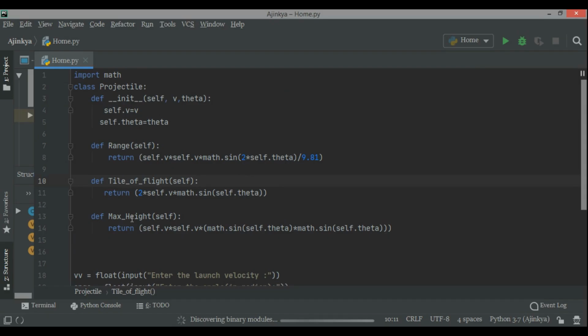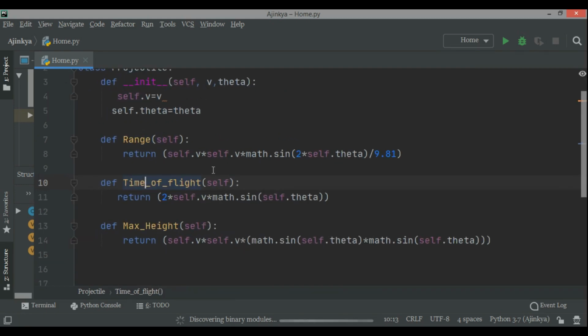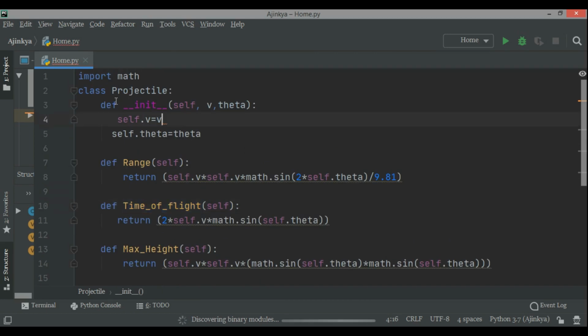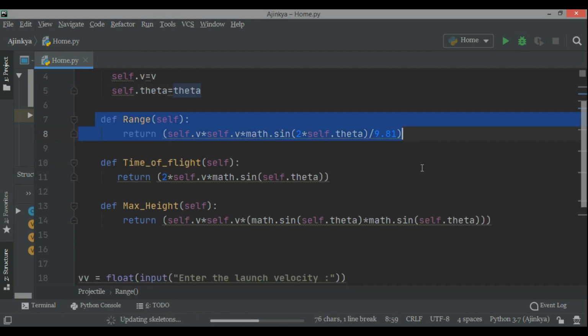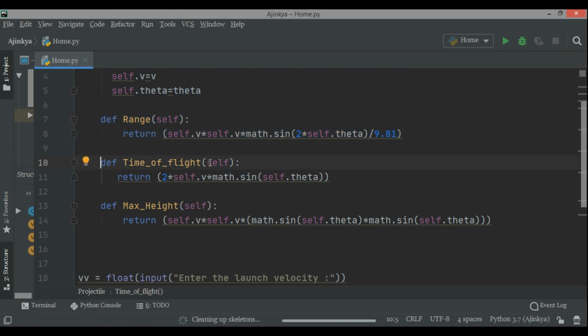So here I just try to explain that in this program I have created a class Projectile, and it has two parameters v and theta. So self.v equals v and self.theta equals theta. Now I have created three functions: range, time of flight, and maximum height. Range will calculate the horizontal range covered by the projectile. The formula I'll be using there is v square sine 2 theta upon 9.8, that is v square sine 2 theta upon g.